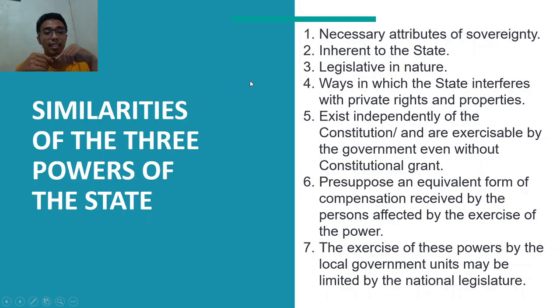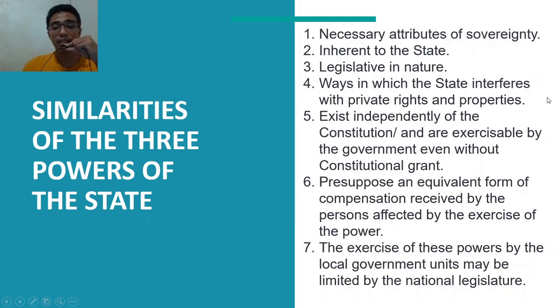So, we have here the similarities of the three powers of the state. One, necessary attributes of sovereignty. Okay, so basta sovereign ang state, this three is necessary for a state to be called sovereign. Number two, inherent to the state. Okay, so kaya nga tinawag na inherent powers. This is all inherent. Number three, legislative in nature. Okay. Number four, ways in which the state interferes with private rights and properties. So, all of those three powers are ways in which the state or the government or the Philippines interferes with private rights and private properties.